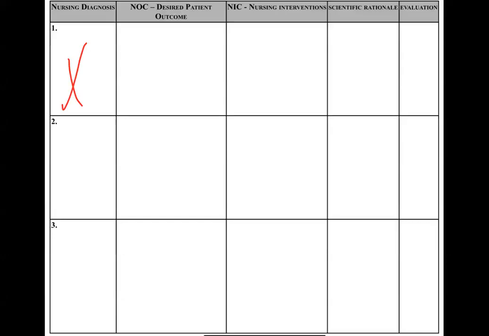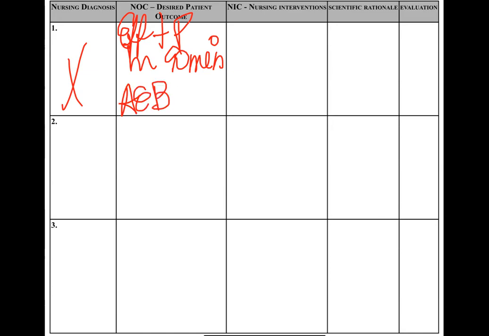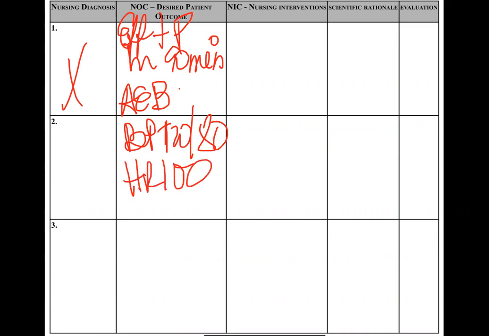I want effective tissue perfusion in 90 minutes as evidenced by blood pressure 120/80, heart rate 100 or less than 100, sat at 95%.